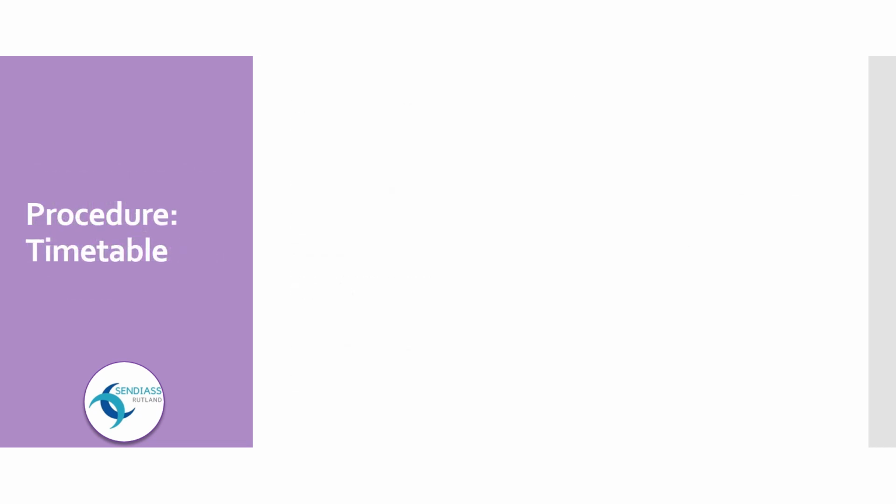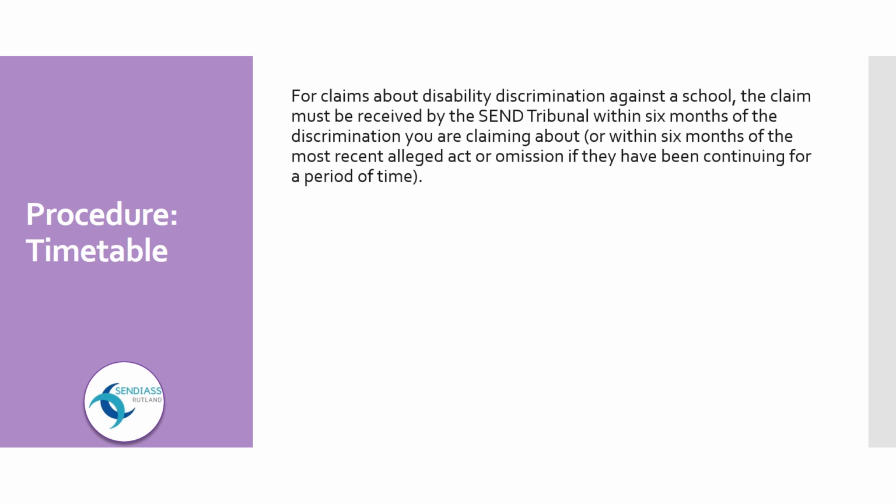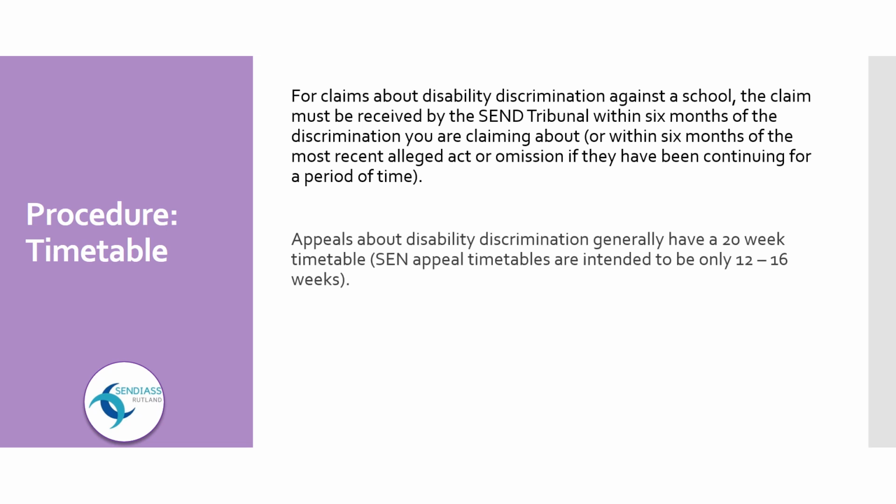Procedure timetable. For claims about disability discrimination against a school, the claim must be heard by the SEND Tribunal within 6 months of the discrimination you are claiming about, or within 6 months of the most recent alleged act or omission if they have been continuing for a period of time. Appeals about disability discrimination generally have a 20-week timetable. SEN appeal timetables are intended to be only 12 to 16 weeks.